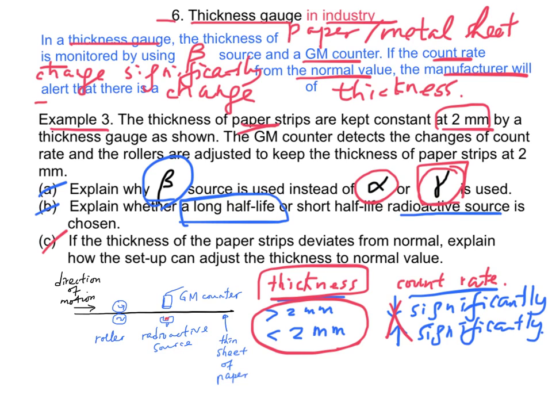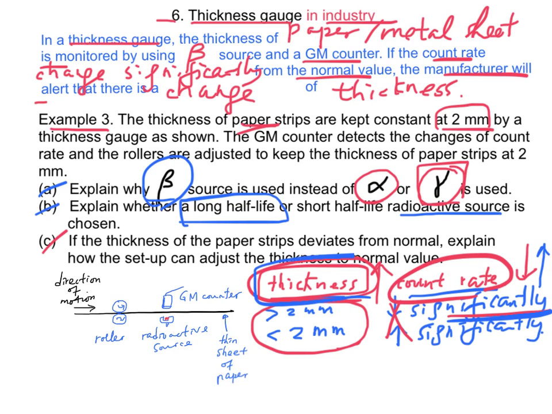Part C, if the count rate drops significantly, that means the thickness of the paper strip increases. However, if the count rate rises significantly, that means the thickness of the paper strip decreases. Hence, the thickness of the paper strip can be adjusted accordingly.